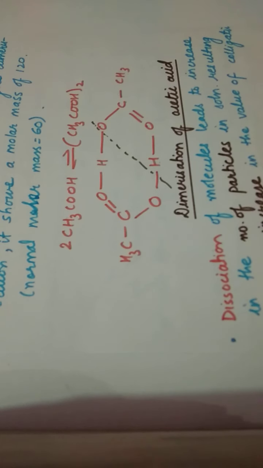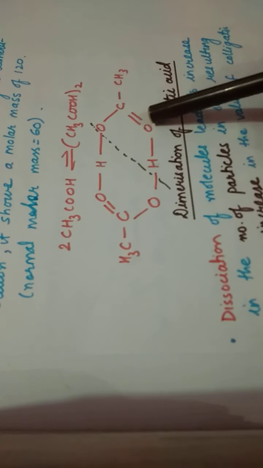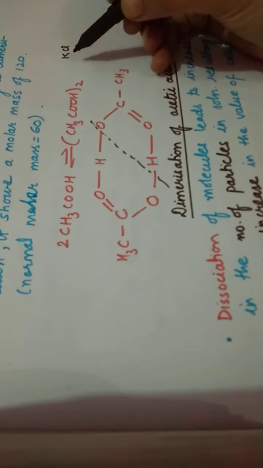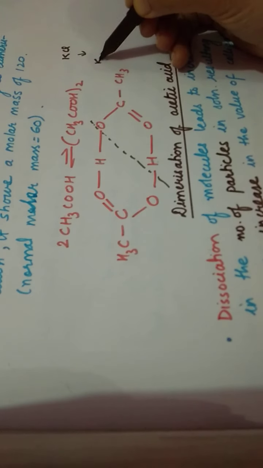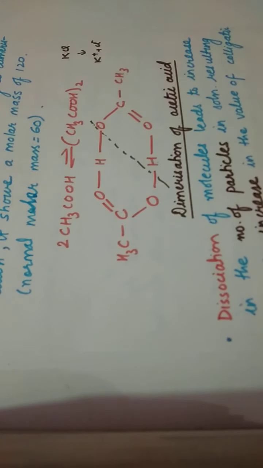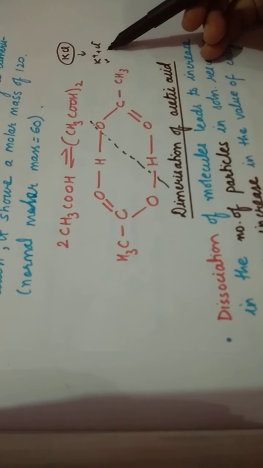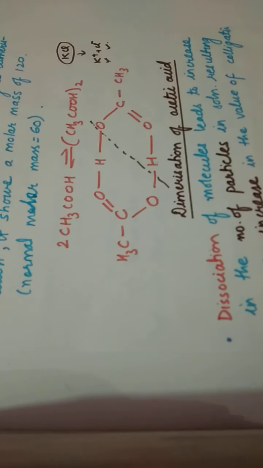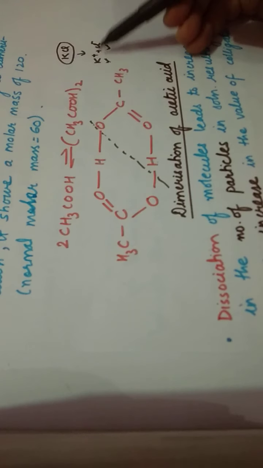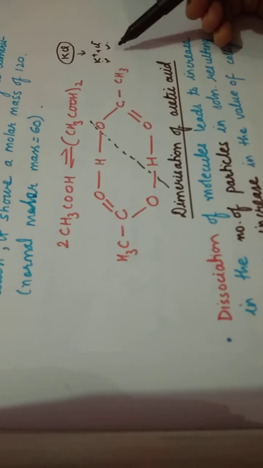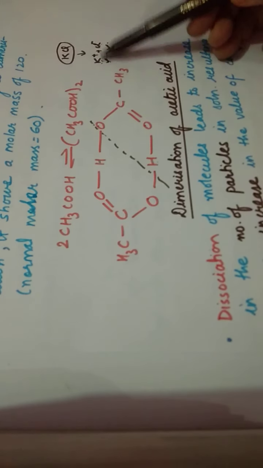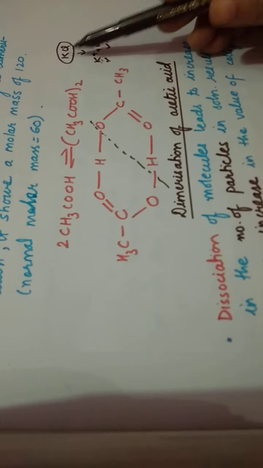How? See, if we earlier had KCl and this KCl breaks into K positive plus Cl negative, earlier it was only one particle, but now it is dissociated into two particles. So in this case the number of particles is increasing. This KCl will break into two particles, K positive and Cl negative. Earlier it was considered one particle, now it is two particles. So the number of particles has increased after dissociation.